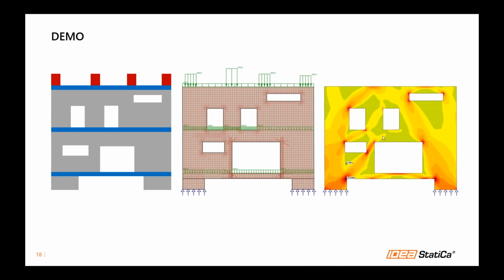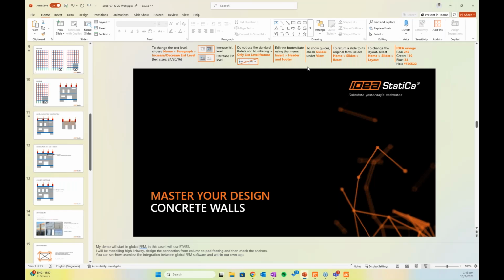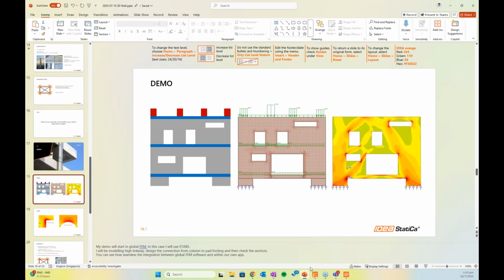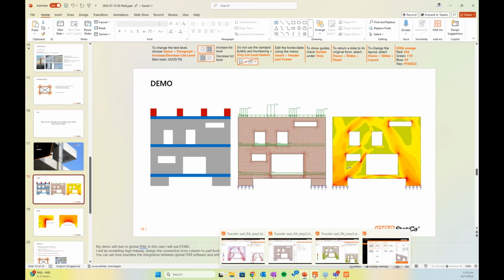Right, so let's jump on to the demonstration. Basically, as I showed before, transfer wall with the column on top. Then I'll put in the rebar and we'll see the stress and crack width. Okay, let me just exit this presentation.